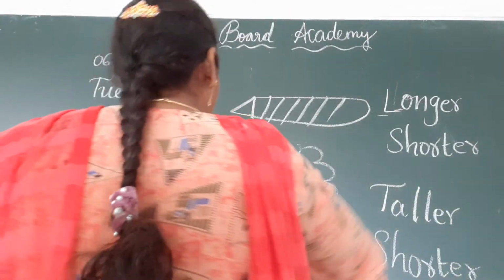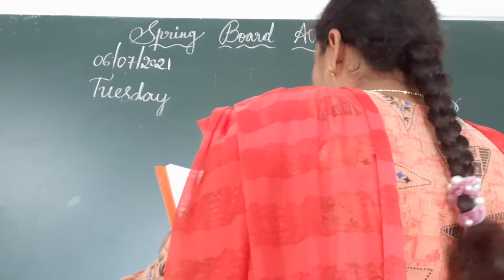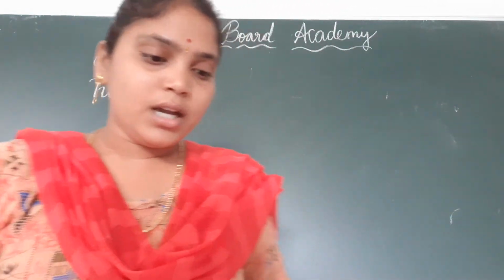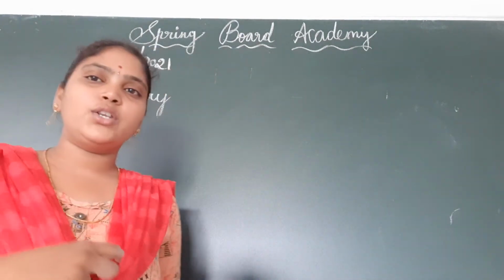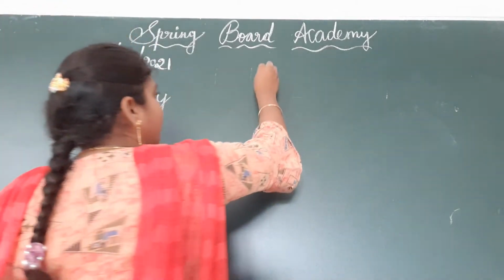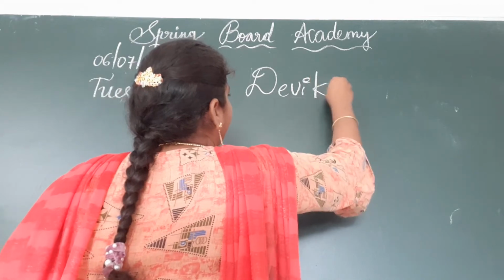Next, we are given one hands-on activity. See here, children. Follow the instructions given by your teacher. Complete the following. Your partner's name. So you have to write your partner's name, children. Partner means you have to write your friend's name. For example, here I am writing my friend's name, Devika.